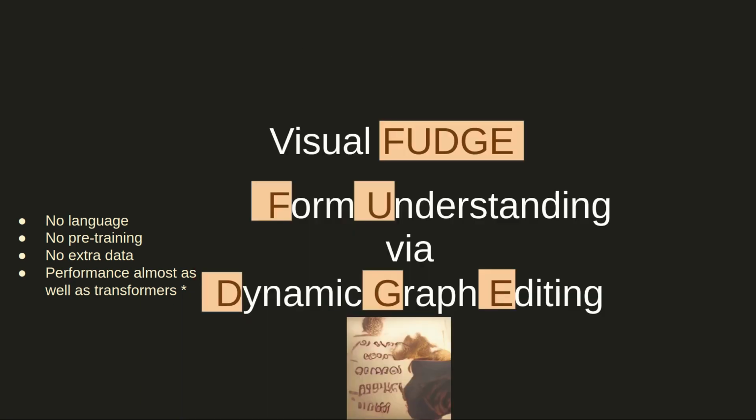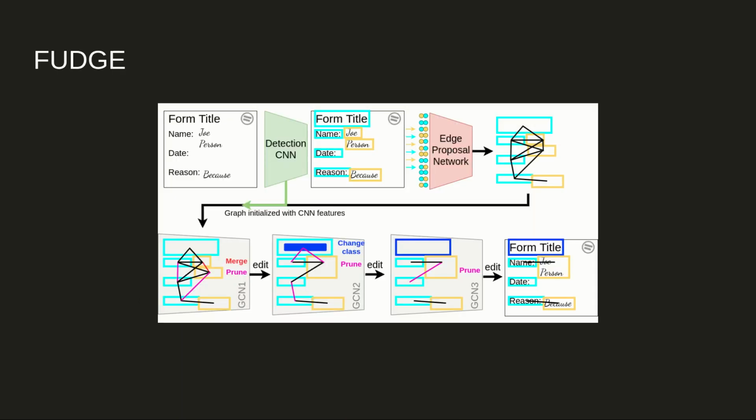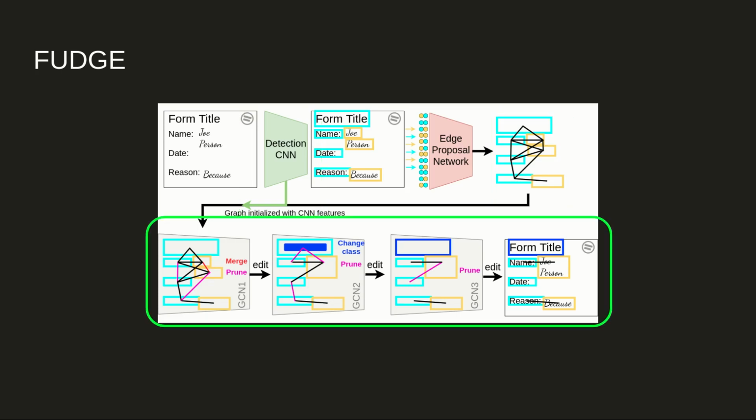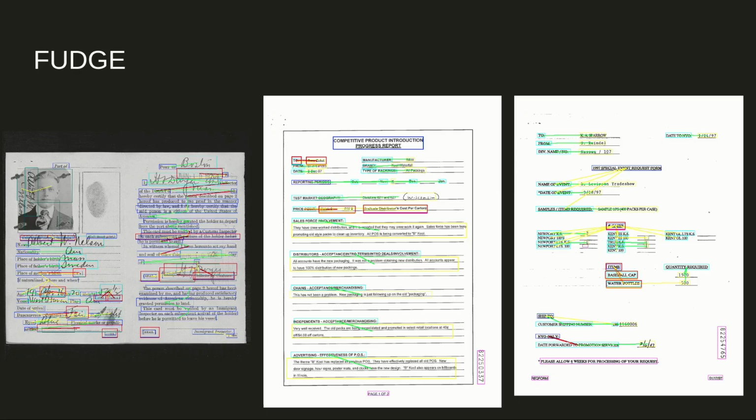This is visual FUDGE, form understanding via dynamic graph editing. FUDGE injects visual features which include context information for potential relationships into a graph convolutional network. FUDGE predicts several edits to the graph, which eventually lead to the final prediction. Entity linking is a very visual task, which humans can do without reading the text, relying just on layout and visual cues. Because FUDGE is language agnostic, it can be applied to domains where OCR is difficult, and should generalize even to other languages.